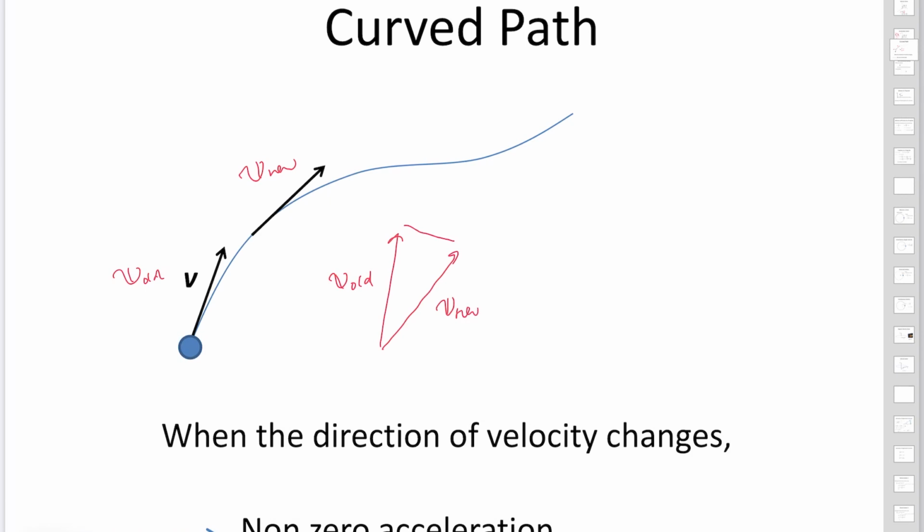But in this case, to create the v sub new from the v sub old, you have to add the dv. So dv is not 0 in this case. So acceleration is expressed as dv over dt. dv is not 0, so acceleration is not 0 as well. So when the direction of velocity changes, then there is non-zero acceleration.